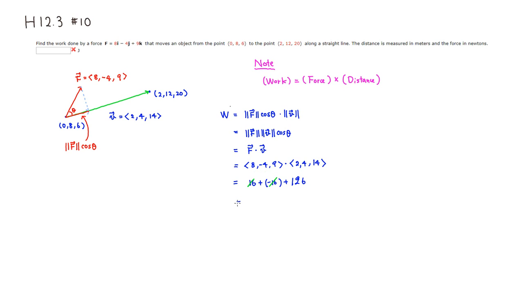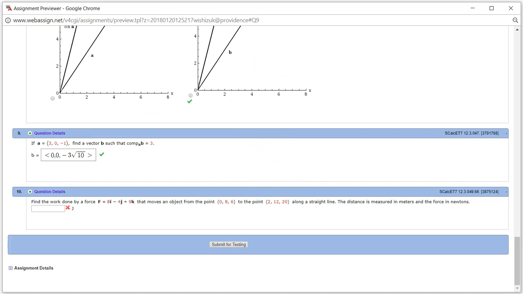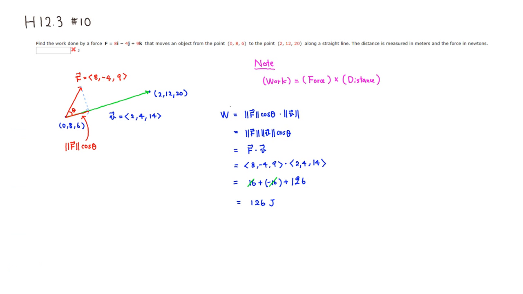So the work we're looking for is 126 joules. Let's type it in. All right, 126 joules. Submit for testing. I came back and it looks like we got this one correctly. That's it. I hope this was clear.